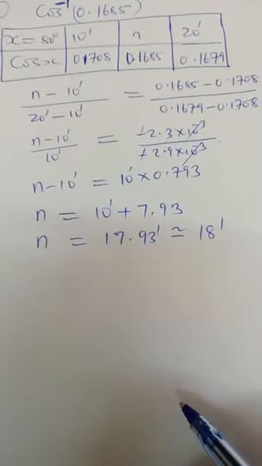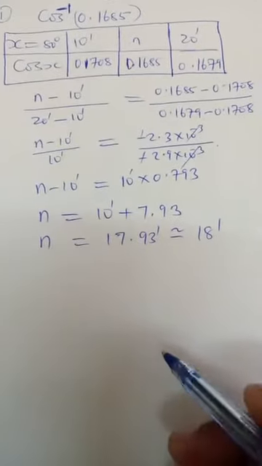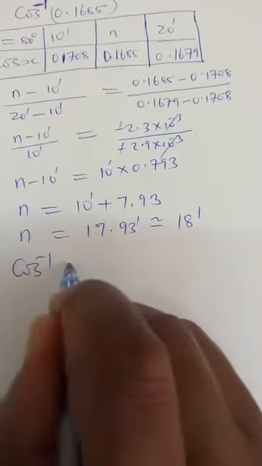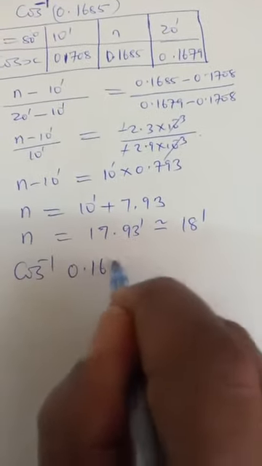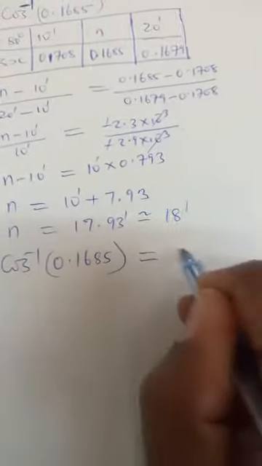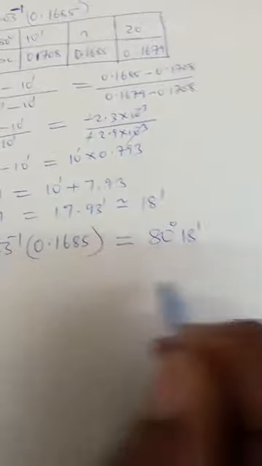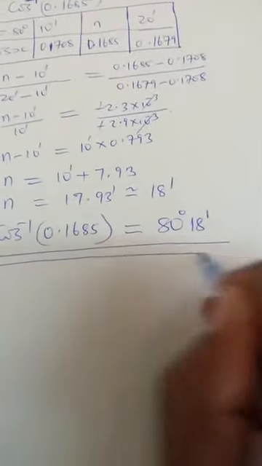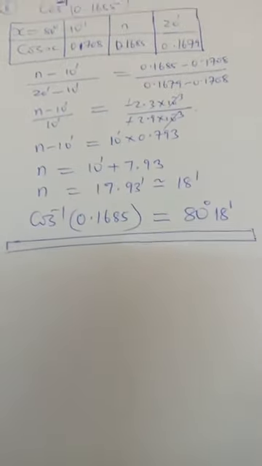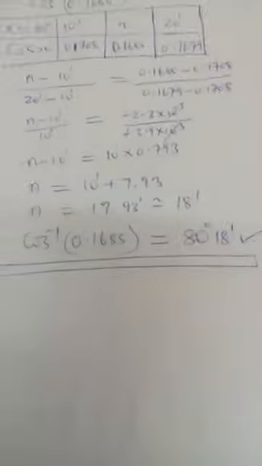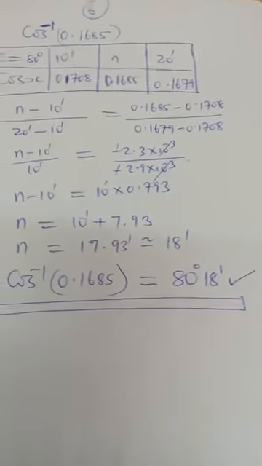And since we are looking for that, we can say that therefore the arc cosine of 0.1685 will actually be equal to 80 degrees 18 minutes. We must know how to conclude: 80 degrees 18 minutes. If you forget the original 80 degrees, then here you will not be marked correct.